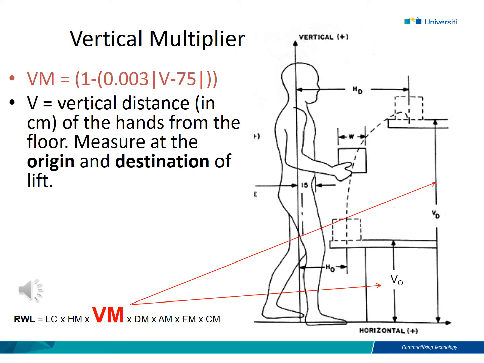The same goes for the vertical multiplier. We need to obtain the value of vertical, and as you can see from the arrows, I also provide arrows to point out the vertical origin and the vertical destination. After we obtain the value, we can insert the value in the calculation of the vertical multiplier.